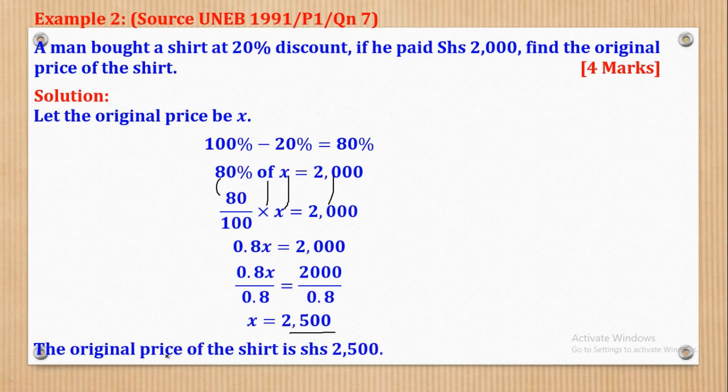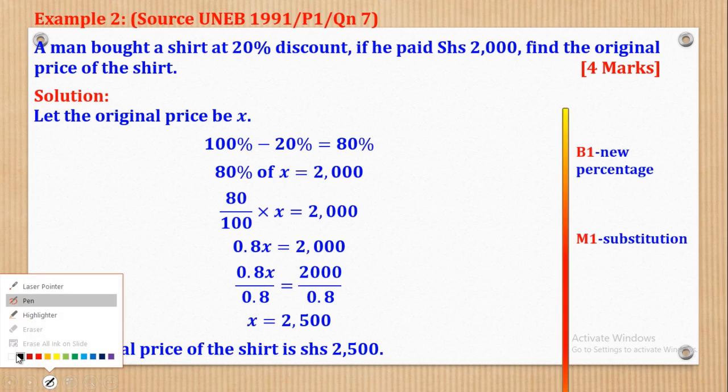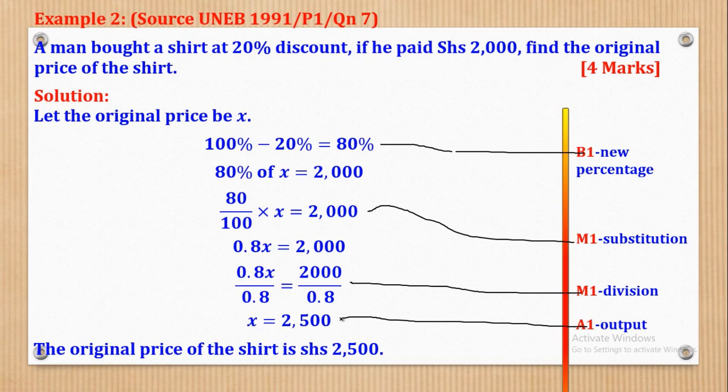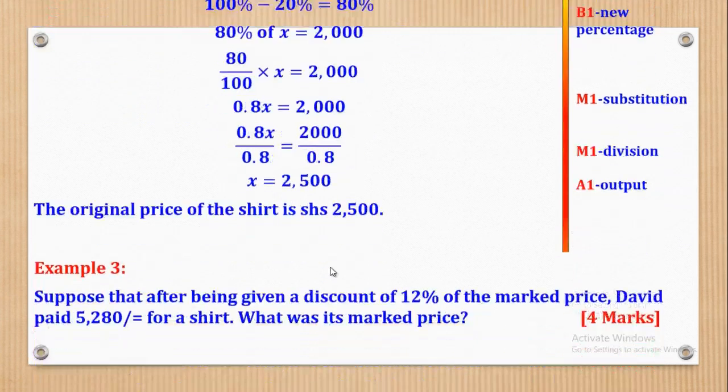Therefore, you shall conclude that the original price of the shirt is shillings 2,500. So basically, that's what they wanted, and now let's see how much can be awarded. B1 for the new percentage, M1 is for substitution here, M1 is for the division, and A1 is for the output which they want. So basically that's how the 4 marks could come about.